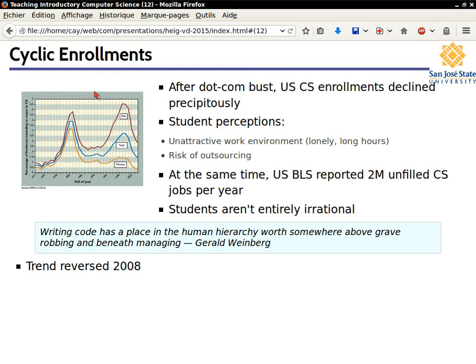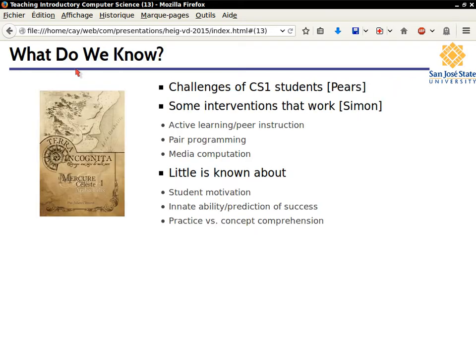And so if we make computer science look unattractive and hard now, it's not going to serve us well when the next bust comes and we need those students badly. So it would be really a good idea to have a good set of courses and not just scare a third of the students away at the outset.